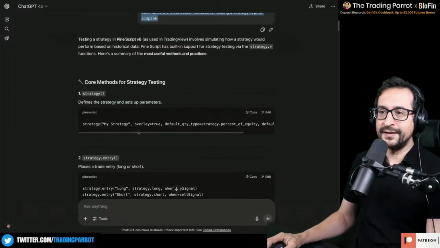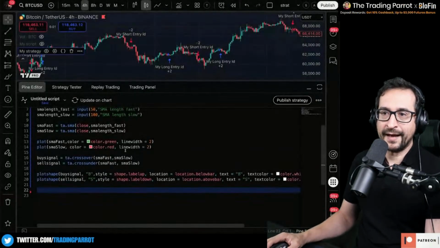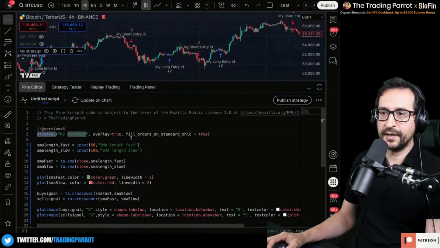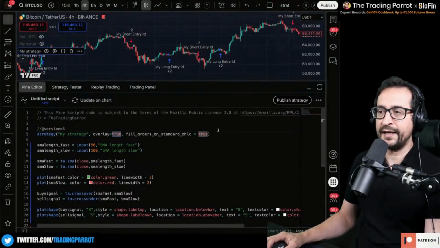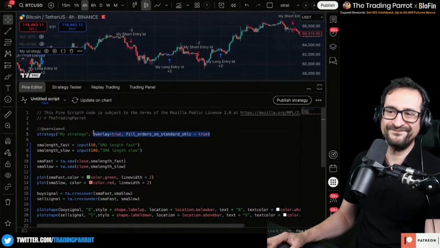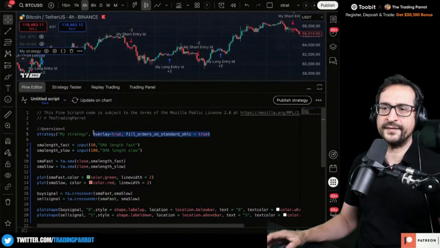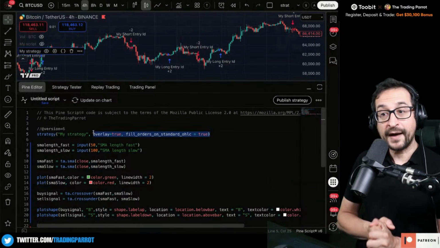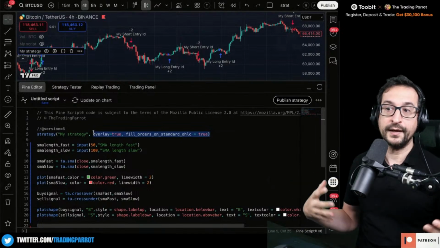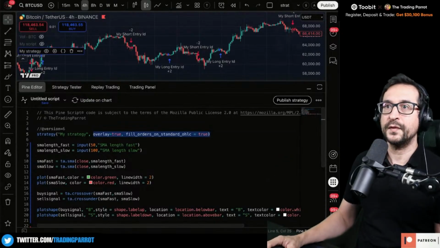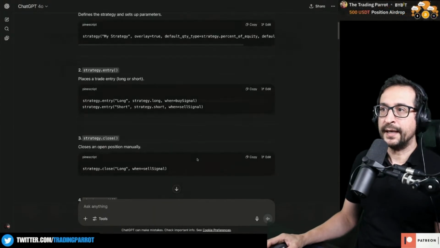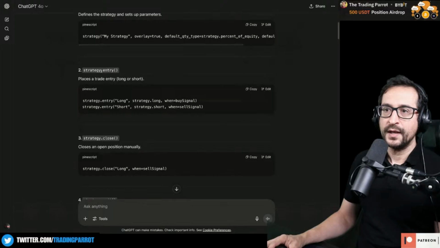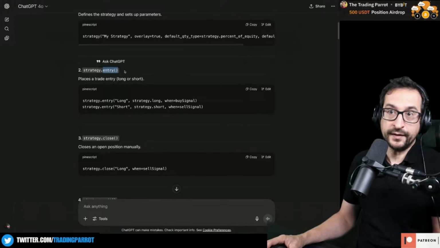For the strategy, definitely we need it, and we already have it, right? We have a strategy that's called my strategy, and it's got overlay and a bunch of things that are going to overcomplicate the session. So let's just focus on that. Line number 5 says that we are building a strategy. That's it.